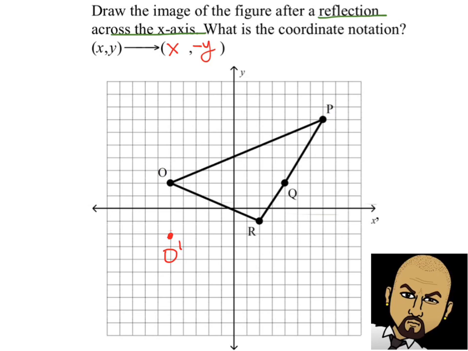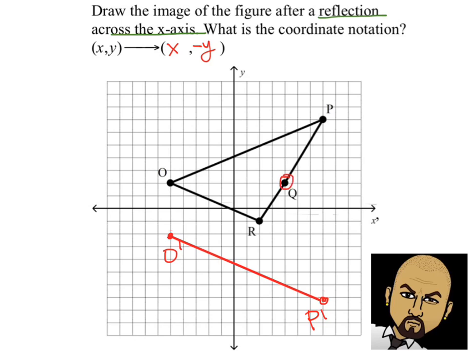All right, let's try that now with another vertex. Let's try vertex P. Because we're reflecting across the x-axis, we count how many units vertex P is from the x-axis, and then we go the same exact amount of units the opposite way, and that's where we plot vertex P prime. In the pre-image, we have line segment OP, so we make line segment O prime P prime, and those line segments are congruent.